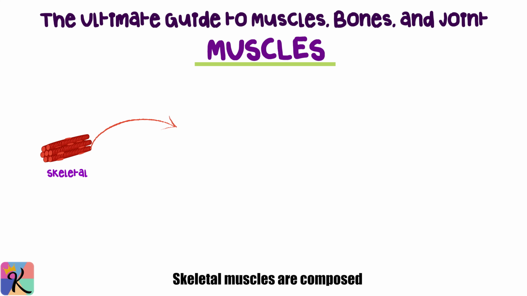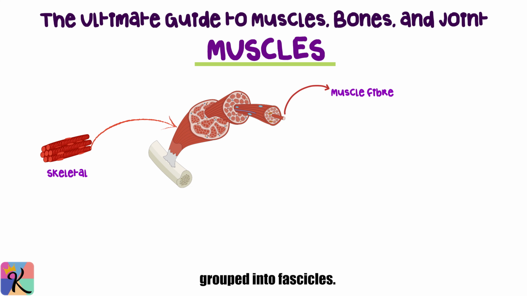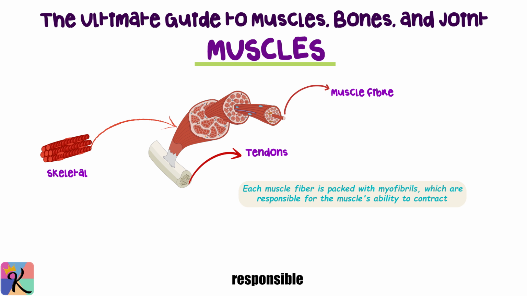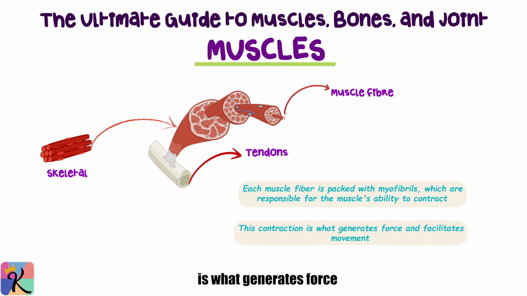Skeletal muscles are composed of bundles of muscle fibers grouped into fascicles. These fibers are connected to bones via tendons, which are strong, fibrous tissues. Each muscle fiber is packed with myofibrils, responsible for the muscle's ability to contract. This contraction is what generates force and facilitates movement.